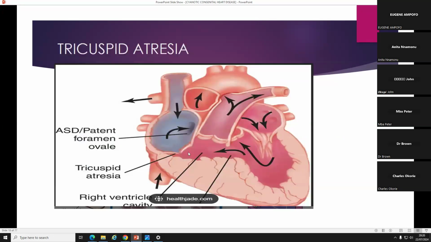In tricuspid atresia, the issue here is that the tricuspid valve is atretic. So there is a loss of connection between the right atrium and the right ventricle. Therefore, it counts as a functionally univentricular heart. So because of that, blood is then forced through the patent foramen ovale into the systemic circulation.